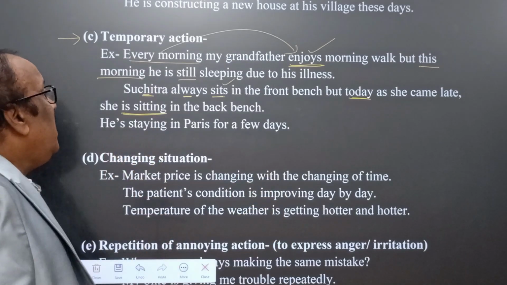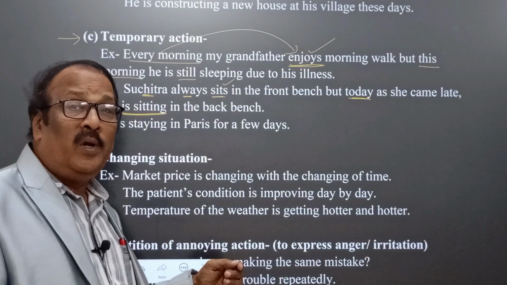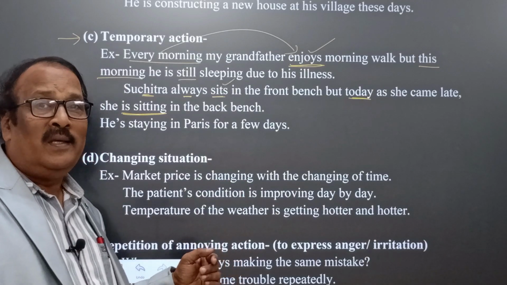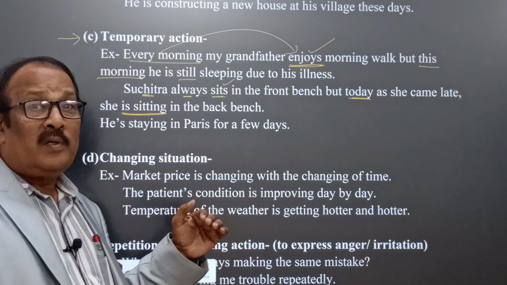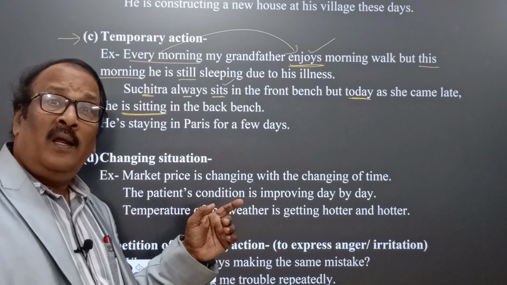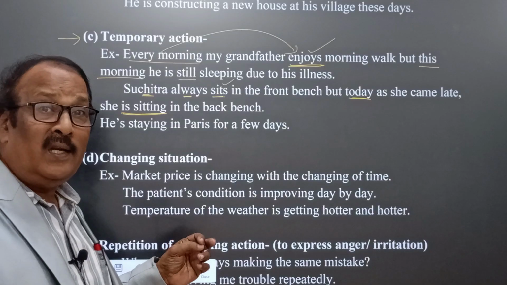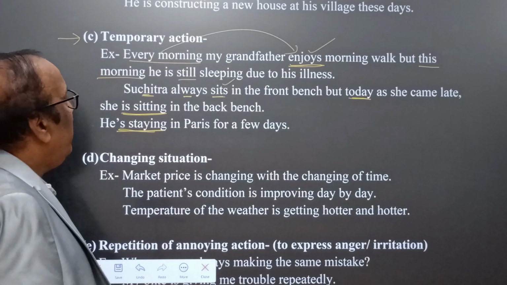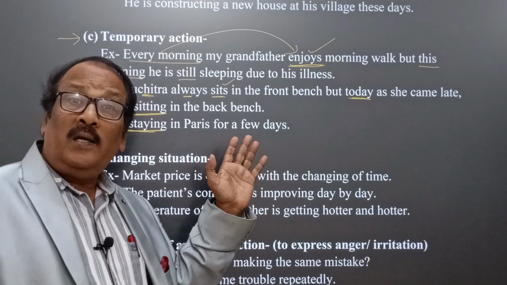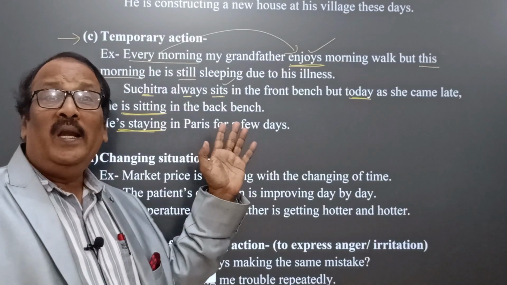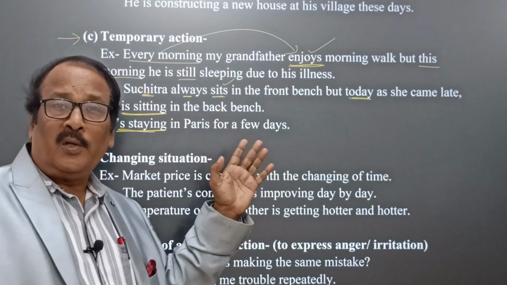He is staying in Paris for a few days, not always. It means after staying there, he will again return back to his permanent place of residence. This is the way how we use present progressive to indicate a temporary action.